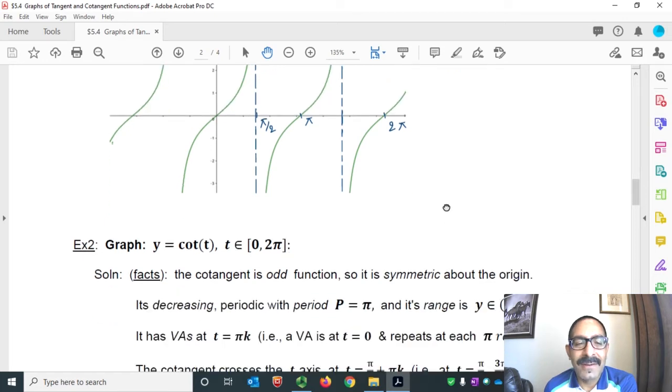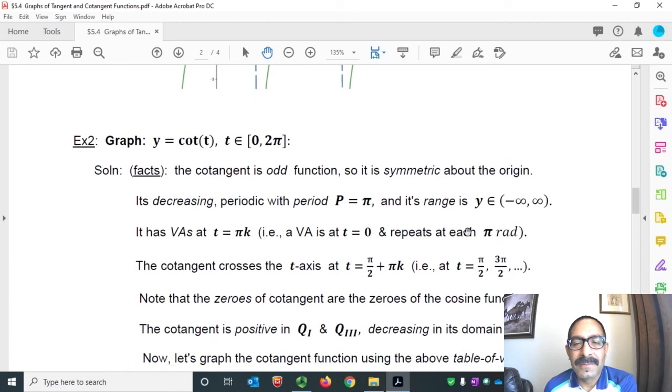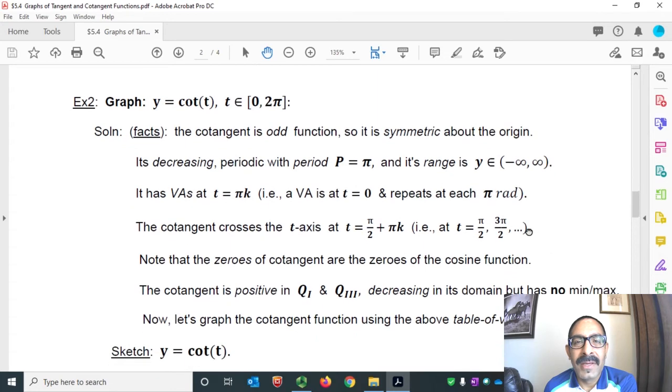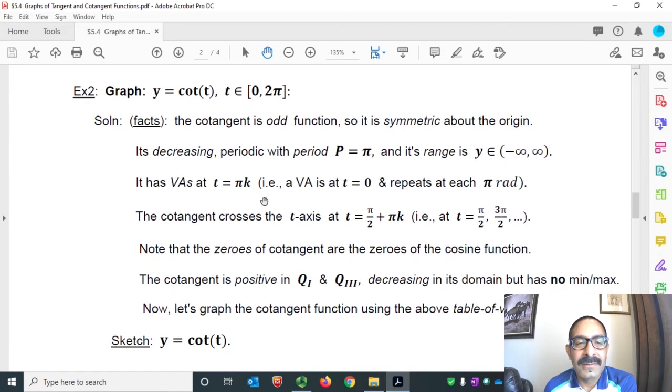Now next let's graph the cotangent function. Again, let me go over the facts that we know so far about the cotangent function. The cotangent function is an odd function. It is symmetric about the origin. It's decreasing. Cotangent function has period pi, and its range is the whole real line. Cotangent function has vertical asymptotes at t equals pi k.